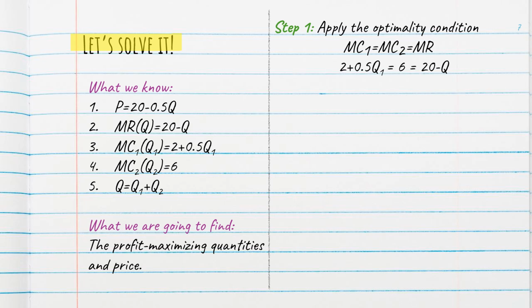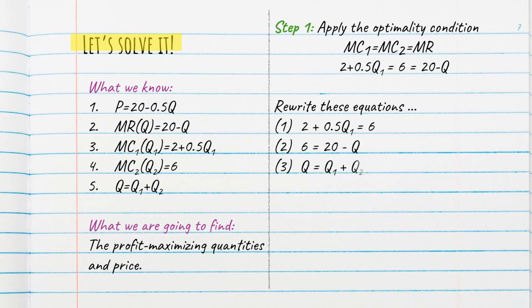From here, I find sometimes students don't like these big multi-part equalities. Don't be bothered by it. Instead, break it up into two parts. We can rewrite this as 2 plus 0.5 Q1 equals 6 and 6 equals 20 minus Q. And then we're going to add one more equation because notice we have a Q1 in equation 1 and a Q in equation 2. We have to remind ourselves that Q is equal to Q1 plus Q2. So we have three equations, 1, 2, 3, and three unknowns, Q1, Q2, and Q. These are all linear equations, so we should easily be able to solve for our three missing values from this system. How you do it is up to you.